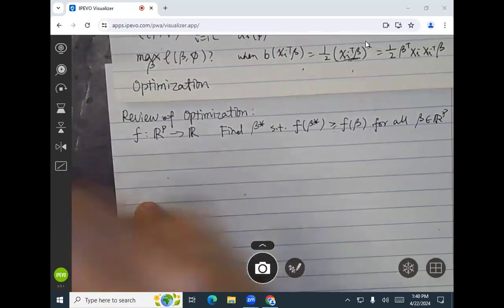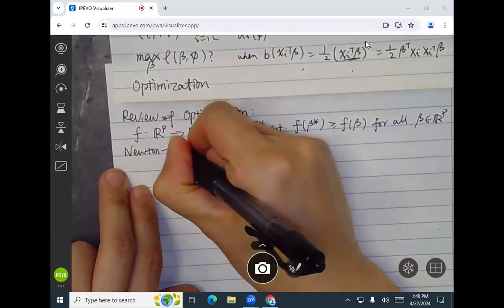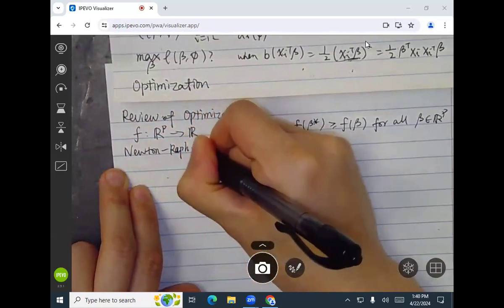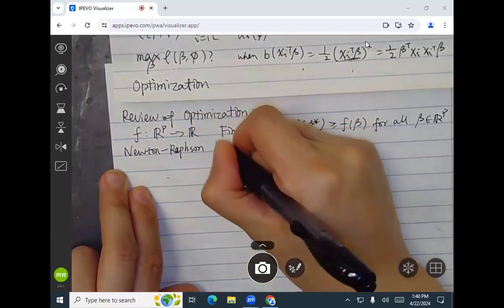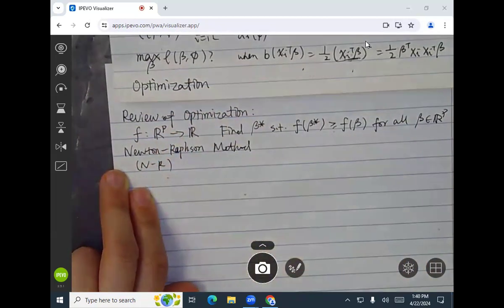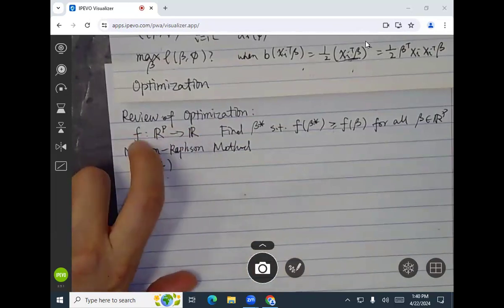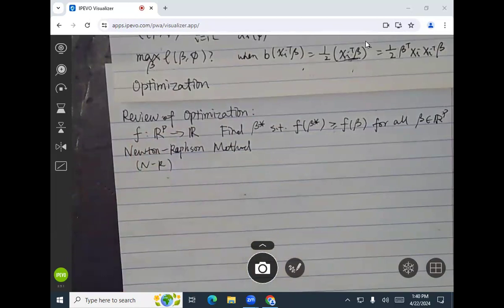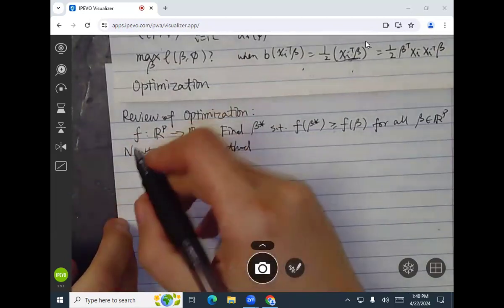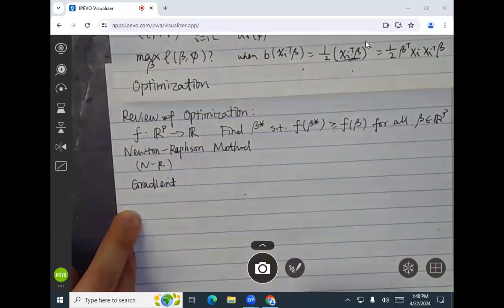Okay, and then the method we will talk about is called the Newton-Raphson method. It's called the second order method because you will need a second derivative. So we call that NR method in short. It will use two concepts for such a function that's real value but takes a vector as its input. The first one is called gradient. Gradient is the first derivative of f.